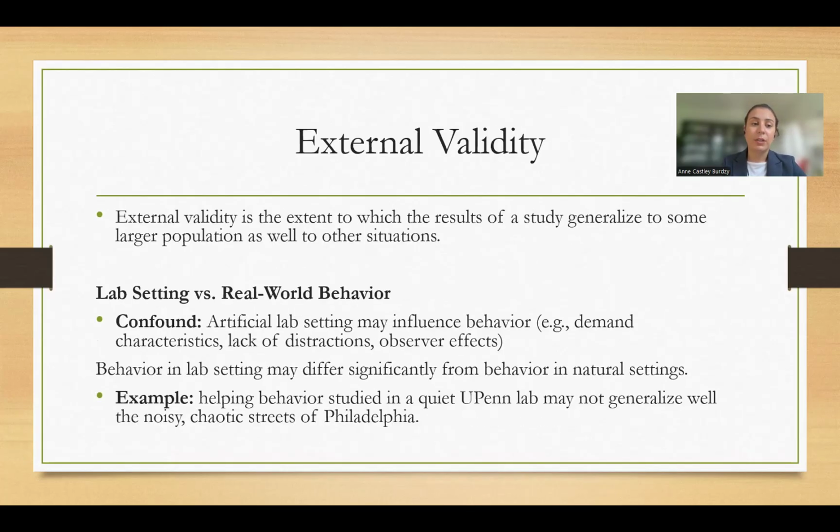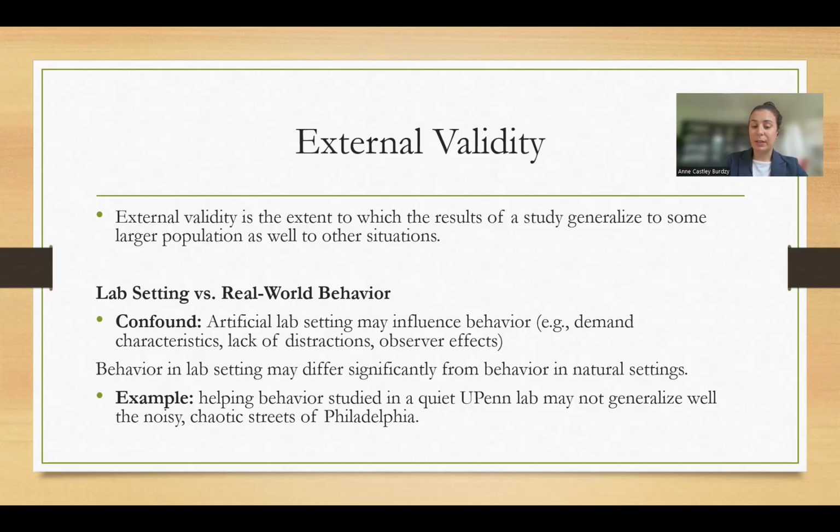External validity. External validity is the extent to which the results of a study generalize to some larger population and other situations. The simplest way to think about this is lab setting versus real world behavior. Just because it's happening in the lab doesn't necessarily mean it translates outside of the lab. We could have all sorts of influences that affect the behavior of a student or a participant within a lab in research.